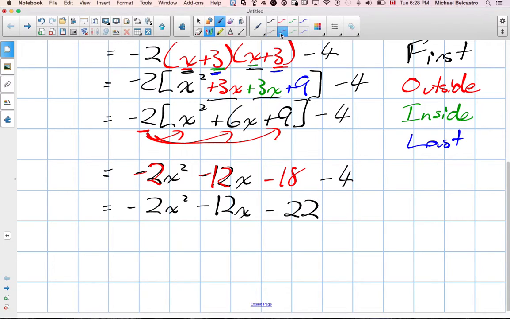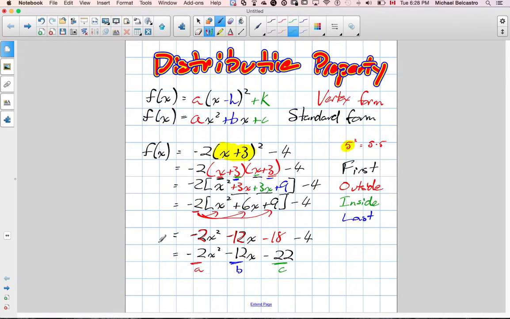And lo and behold, this is your standard form. I can't go any farther here. This is my A term, this is that B term, and this is that C term they showed above. Okay, so that's the hard version of distributive property. This would be kind of the most work you'd have to do with it.